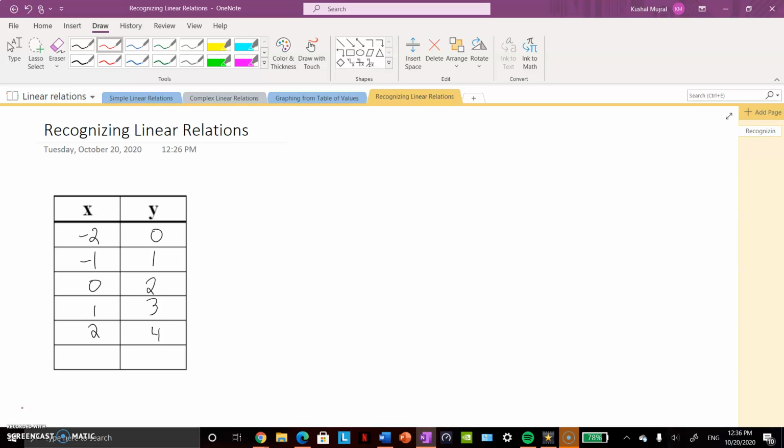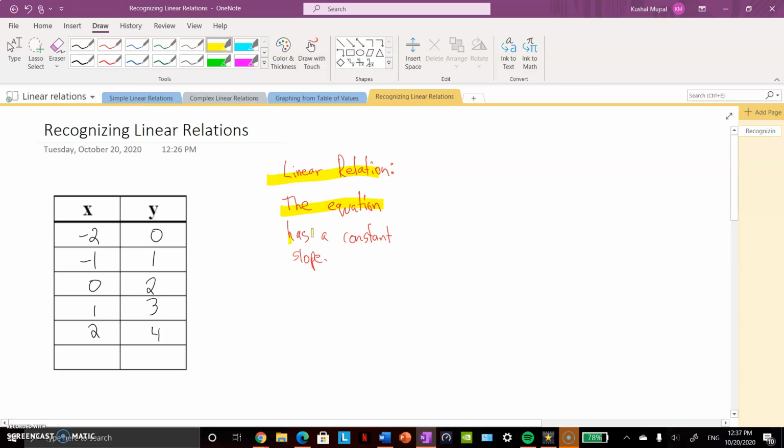Before we start, we have to talk about what a linear relation is. A linear relation basically means that the equation has a constant slope. The equation has a constant slope. That's what a linear relation means.